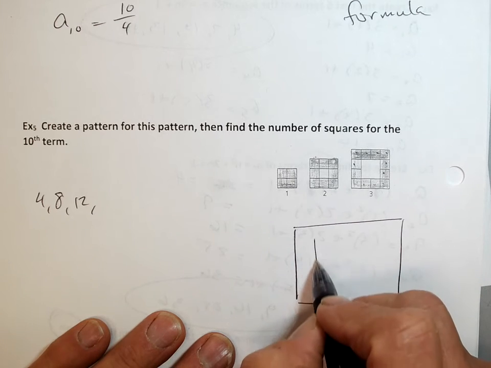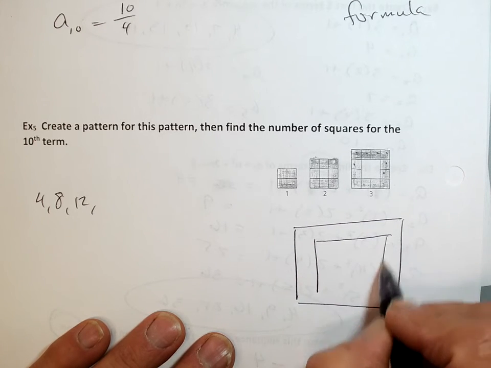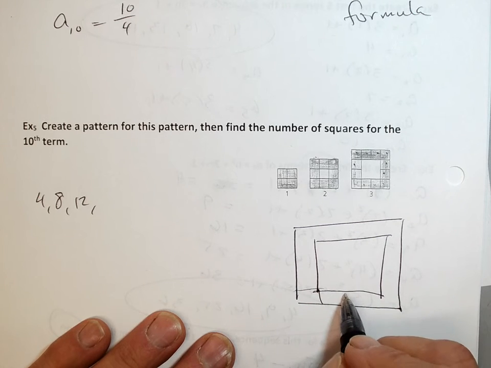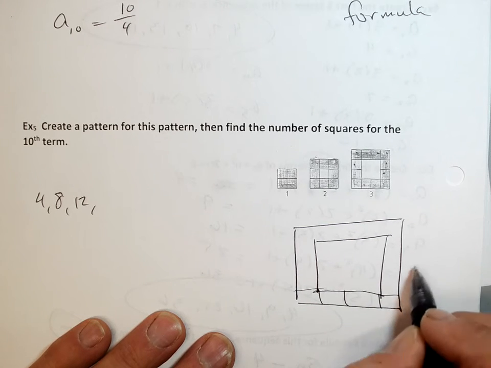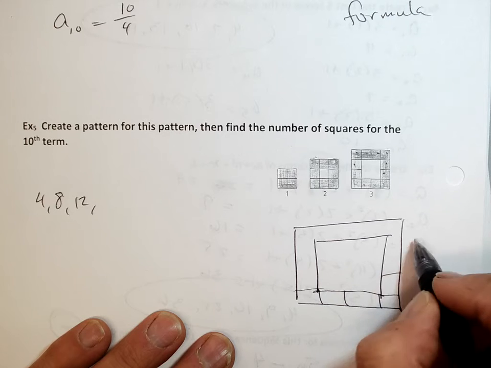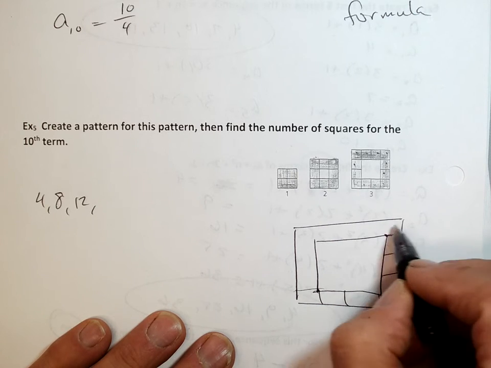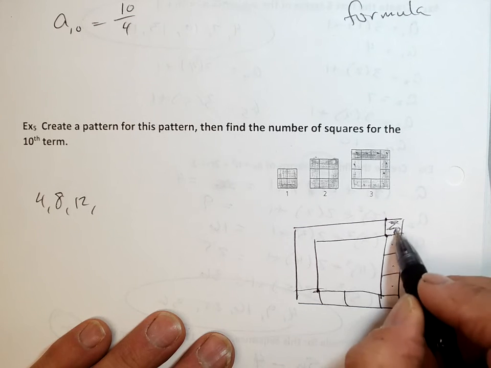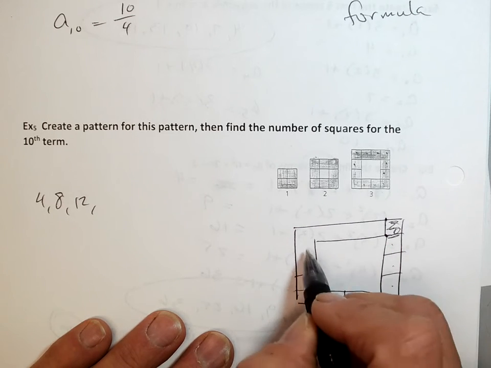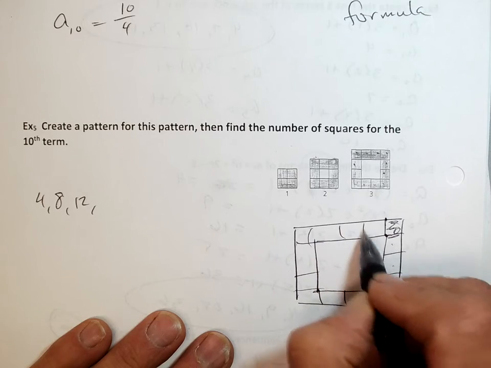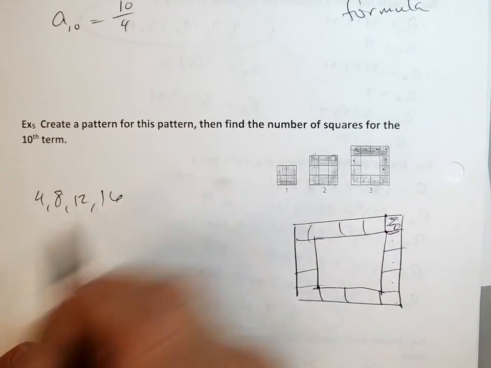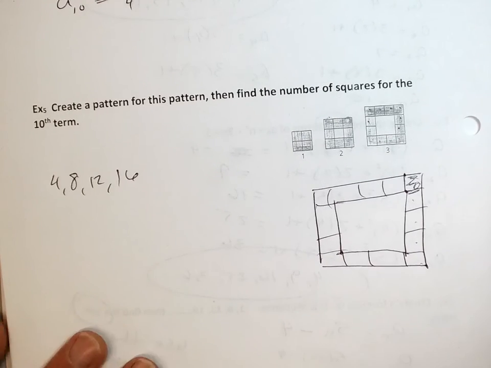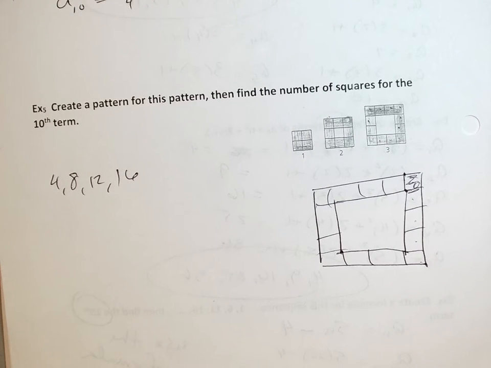It's going to be this, right? And it's going to be 1, 2, 3, 4. So you guys got 16? And the next one, what do you think the next one's going to be? 20. Okay, so what do you think we should use for a pattern, for a formula?